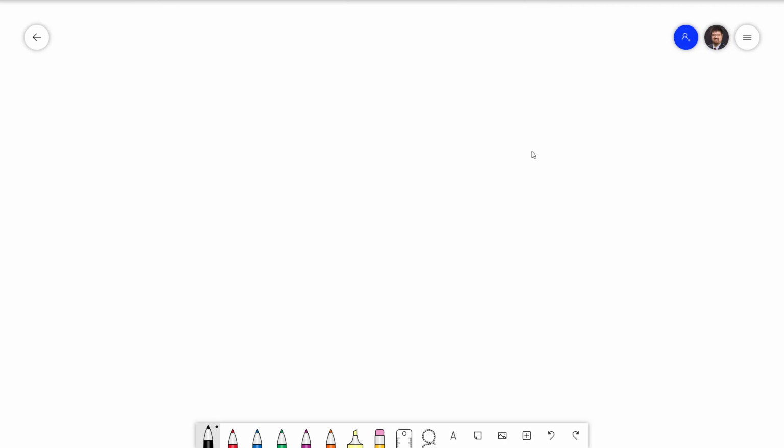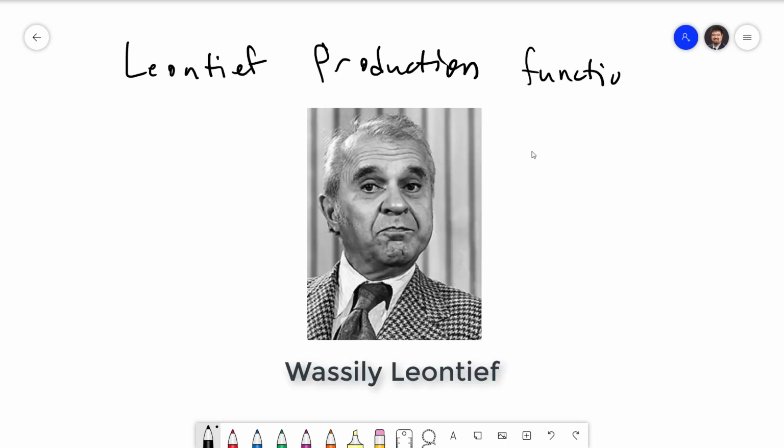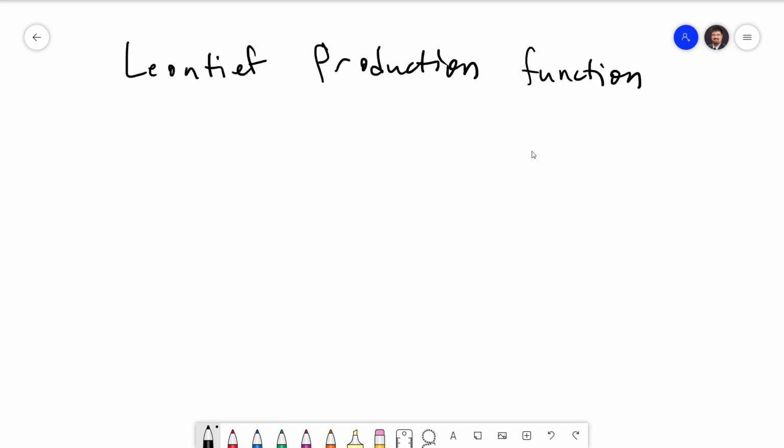The next production function we're going to look at is the Leontief production function. The Leontief production function was named after the Russian economist Wassily Leontief, who was a Nobel Prize winner in 1973. The Leontief production function is the opposite of the linear production function. With Leontief, our inputs are always used in a fixed proportion, meaning that inputs are not substitutable at all, whereas in the linear production function, they are perfectly substitutable at a certain ratio.